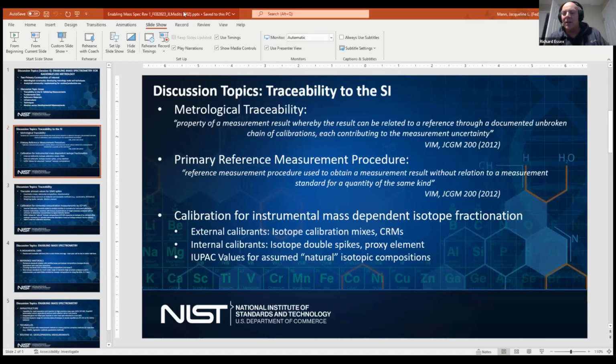I guess I'm looking for any thoughts or comments from the audience. For instance, has there ever been an executive decision that using IUPAC values and the associated natural ranges is appropriate for traceable measurements?